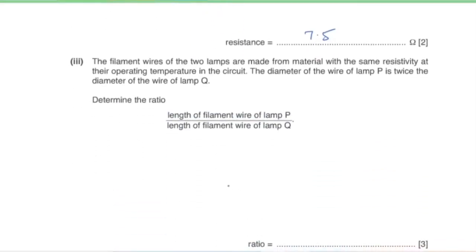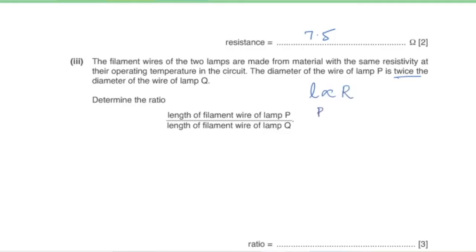Part 3. The filament wires of the two lamps are made from material with the same resistivity at their operating temperature in the circuit. The diameter of the wire of lamp P is twice the diameter of the wire of lamp Q. Determine the ratio of the length of filament wire of lamp P divided by the length of filament wire of lamp Q. So the length of the wire is directly proportional to the resistance of that wire.